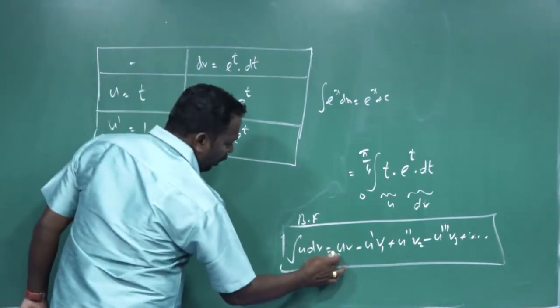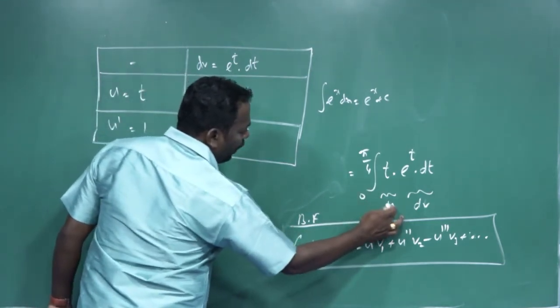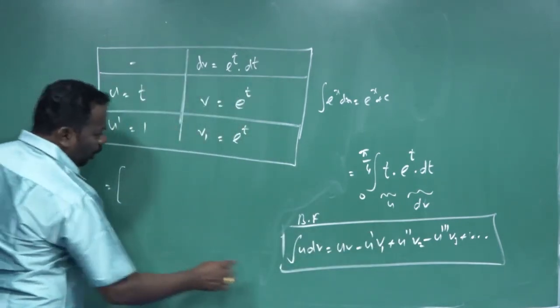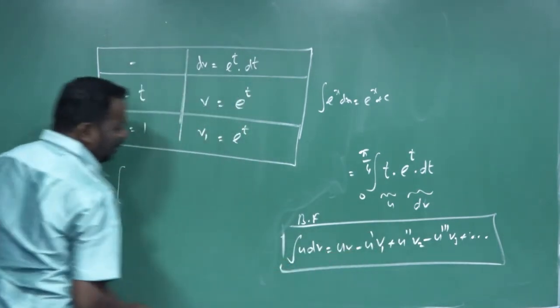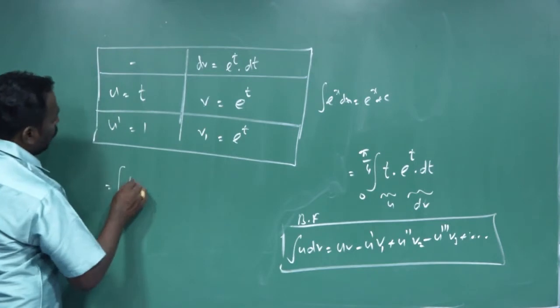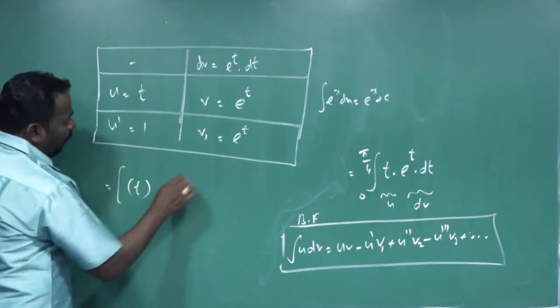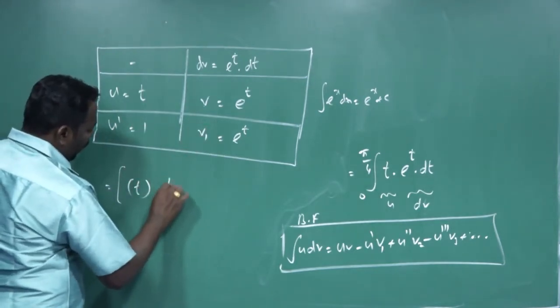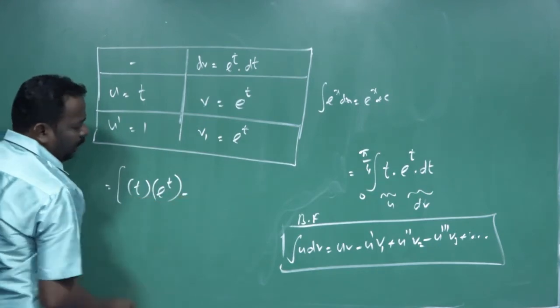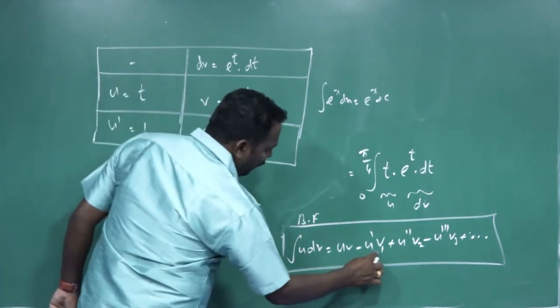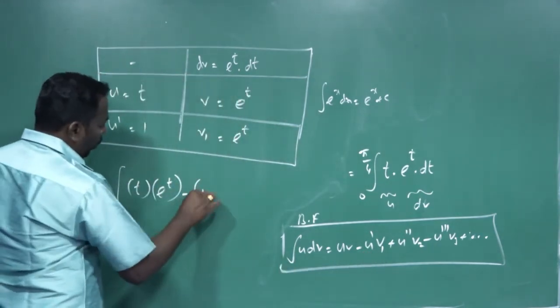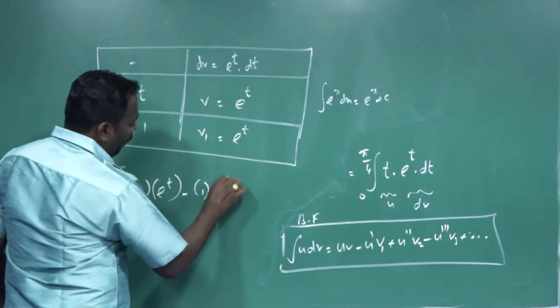First, this term is called u into v. The integral of u into dv is equal to u into v minus u dash into v1. What is u? u is t, and v is e power t. So u into v minus u dash into v1, where u dash is equal to 1 and v1 is equal to e power t.